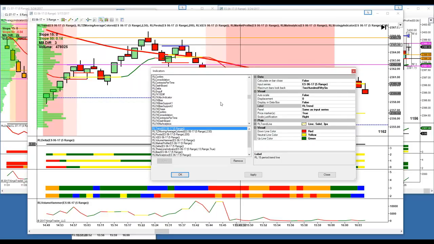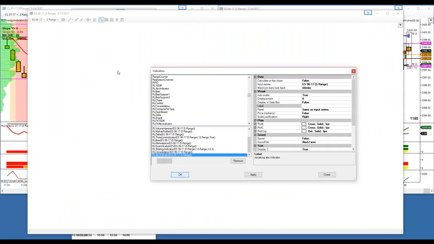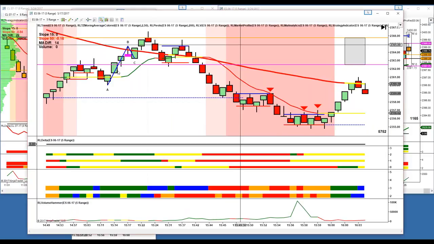Let me just find it. And then we pretty much have the whole platform. I'll just see if there's anything else in here that I'm missing. Oh, there is. There's one other thing I want to show you.